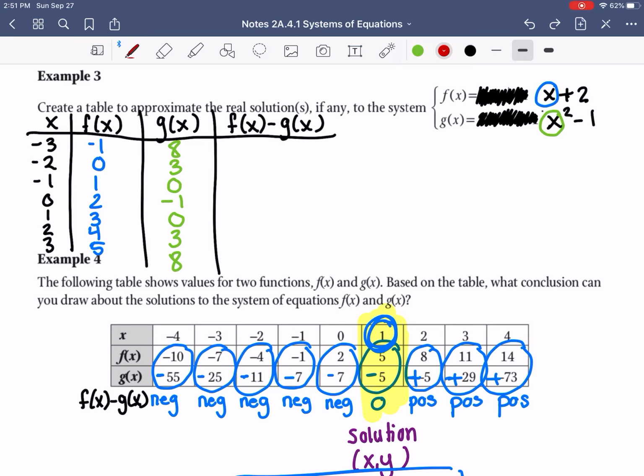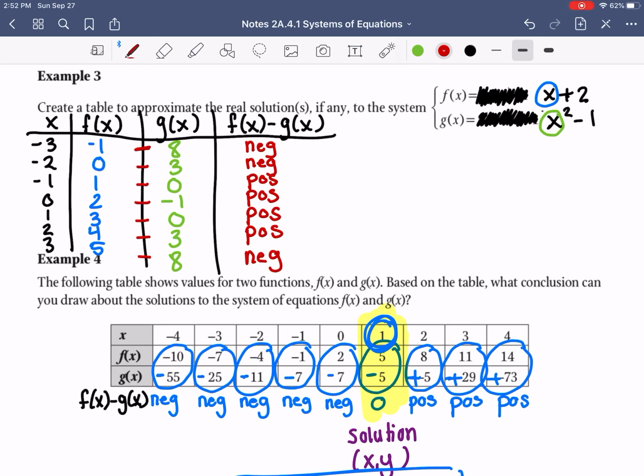So -1 minus 8, well, that would just be a negative number. 0 minus 3, that would be a negative number. 1 minus 0 would be positive. 2 minus -1 would be positive. 3 minus 0 is positive. 4 minus 3 is positive. 5 minus 8 would be negative.